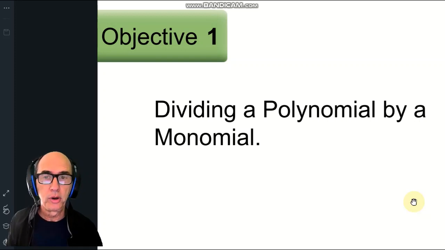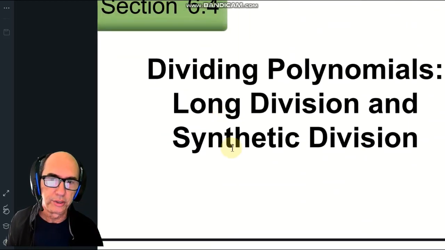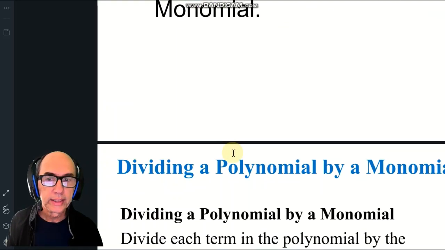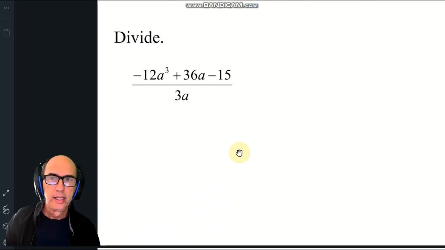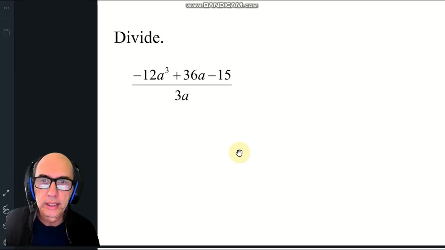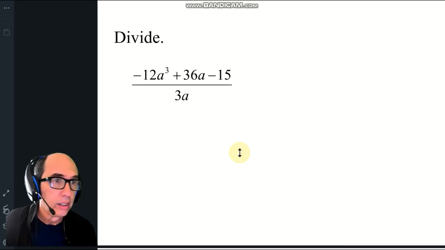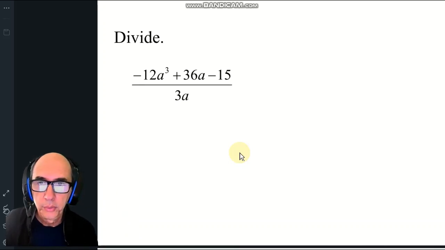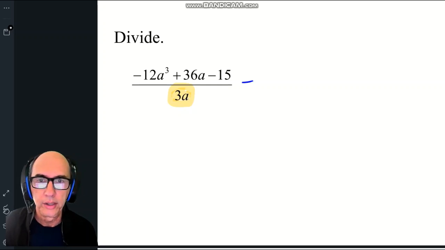So, dividing a polynomial by a monomial. This is a very simple case. You can use long division in this case, but there's a simpler way. I'm going to show you an example. Look at this. Negative 12a cubed plus 36a minus 15 on the numerator. And the denominator, to use this method, we need to have just one term in the denominator, a monomial. We have 3a, so great, we can use this method.